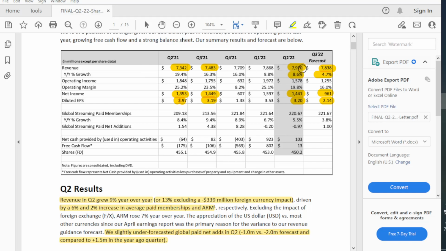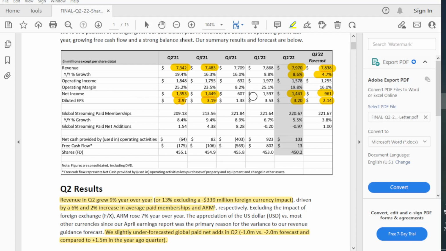7,342. This might look good, but keep in mind we are in an inflationary environment and this isn't adjusting for that. Also, forecasted for Q3, we're looking at 7,838 compared to 7,483. So if we're looking at this year over year growth, here we're seeing 19.4%, 16.3%, 16%, 9.8%. This is constantly going down as you guys can see, 8.6, 4.7 for Q3. So, growth prospects are kind of diminishing a little bit for Netflix.